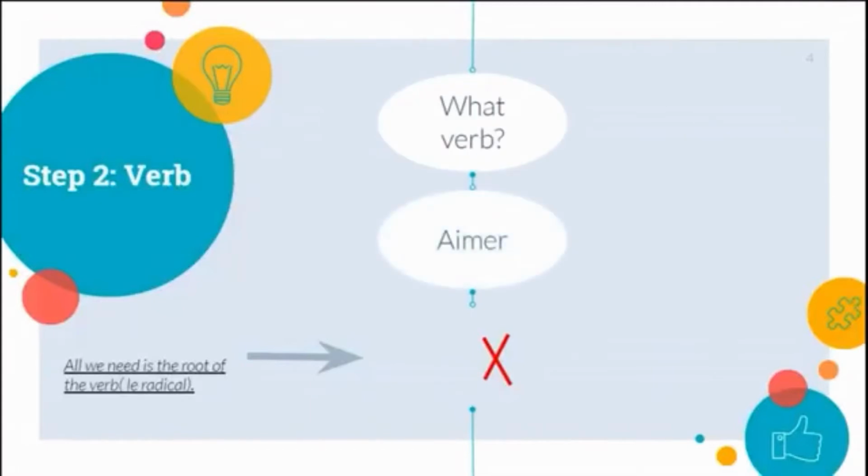In French, all regular verbs are categorized into three different types depending on their endings: verbs that end in ER, verbs that end in IR, and verbs that end in RE. For this example, I'm using a regular ER verb known as aimer, which means to like. We simply need to chop off the ending, and since this is an ER verb, we chop off the ER, and we're left with the root of the verb, aim in this case, which is known as le radical.